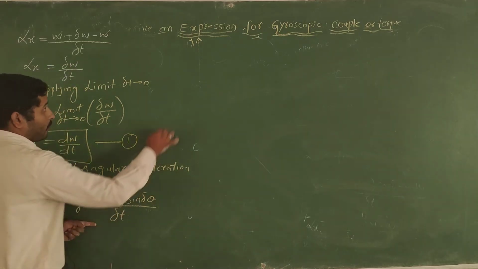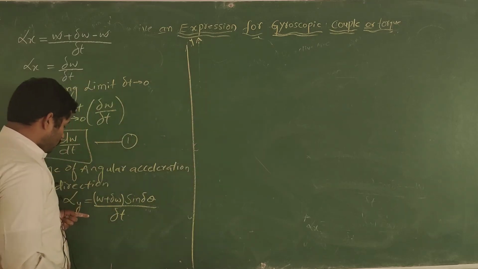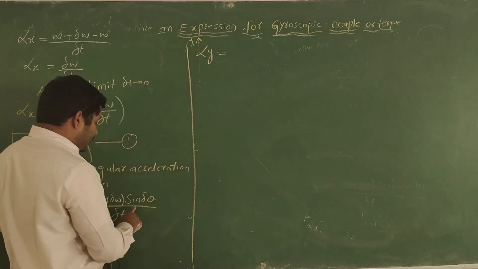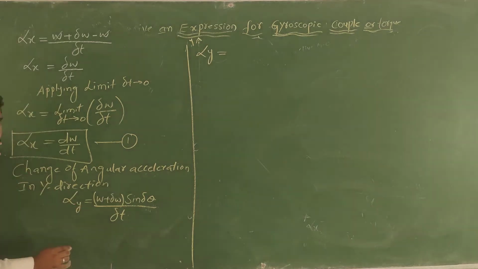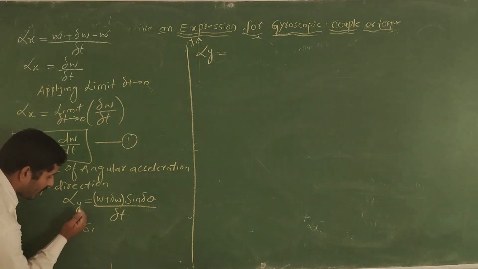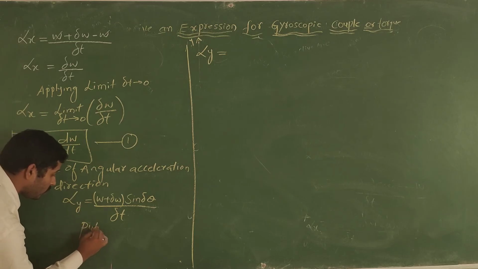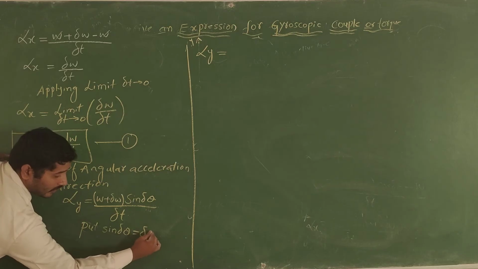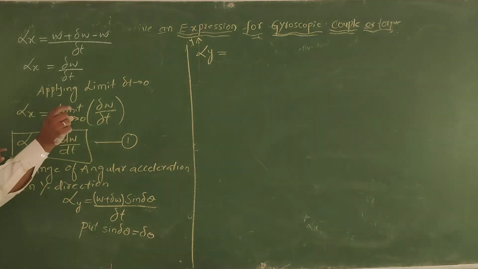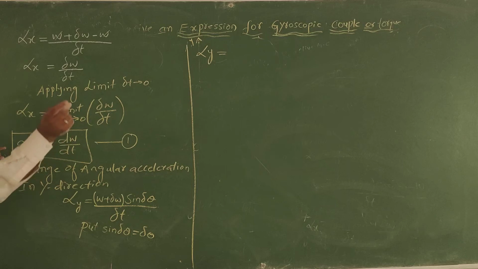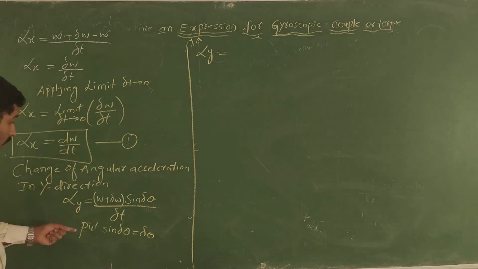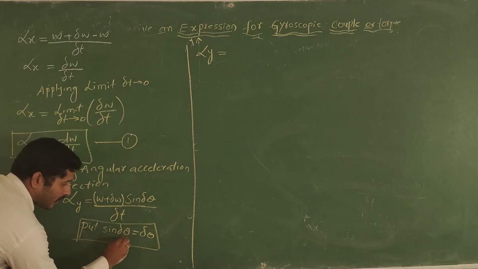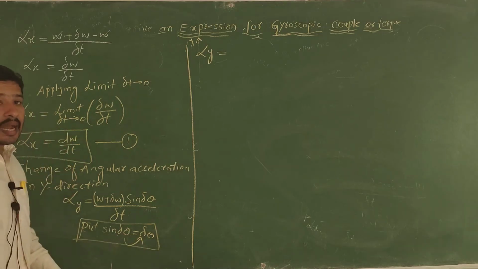So here we can represent alpha y equal to sin delta theta, where delta theta is the very smallest value, is it right? So we can put sin delta theta as delta theta, because it is a small angle change from the initial angular velocity to the final angular velocity. Is it right? So wherever sin delta theta appears, you need to put the value of delta theta.